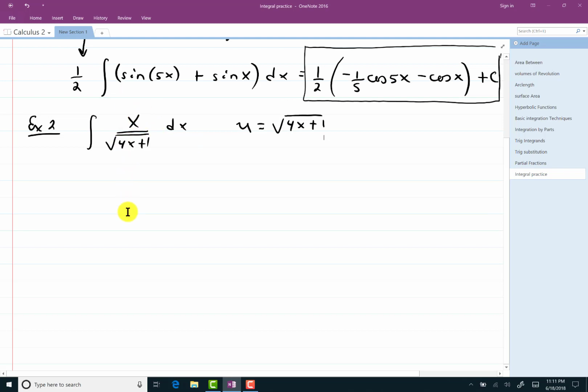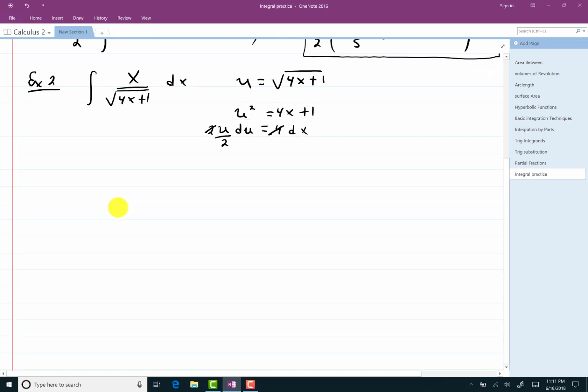So what we could do is this. To sort of break out of the square root, I can do u squared equals 4x plus 1. Now let me take the derivative of both sides. I get 2u du equals 4 dx. This is beautiful because now I can divide by 4 and change that to u over 2. Now let me go ahead and do the integral. Alright, so this whole denominator is covered by u.